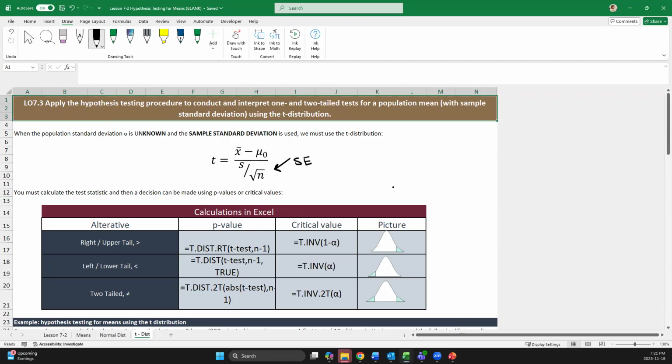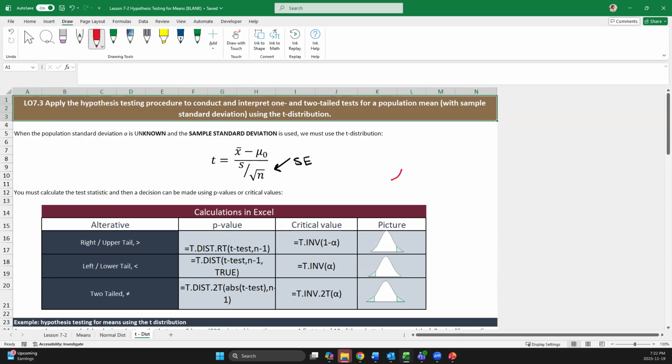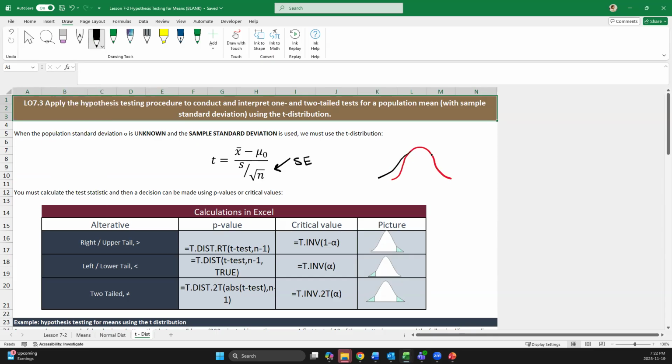The t-distribution is very similar to the normal distribution. The main things about it are that it is thicker in the tails than the normal distribution. That means it just doesn't fall as quickly. So for example, if this was the normal distribution, the t-distribution would be thicker in the tail, so it would come out a bit slower.